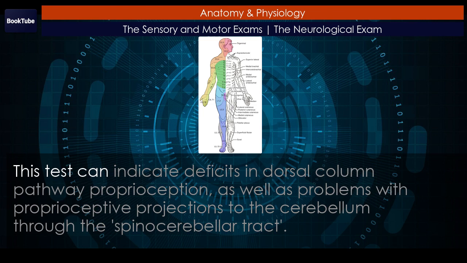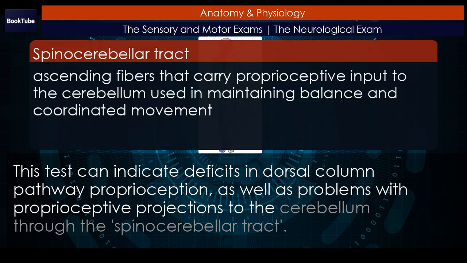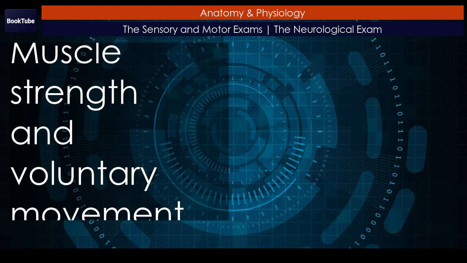This test can indicate deficits in dorsal column pathway proprioception, as well as problems with proprioceptive projections to the cerebellum through the spinocerebellar tract. Muscle strength and voluntary movement.